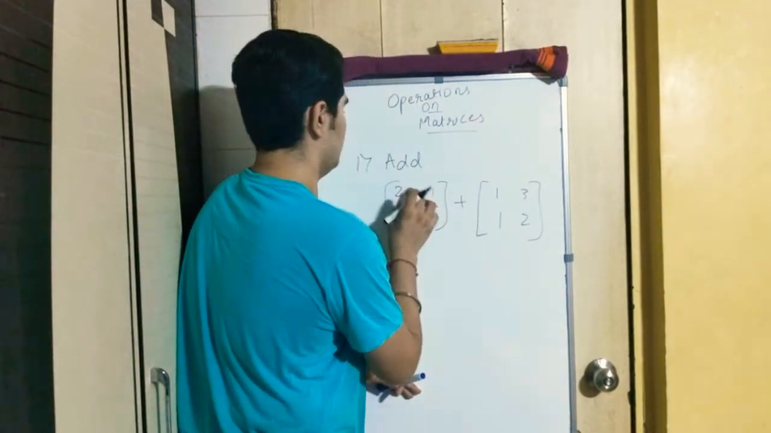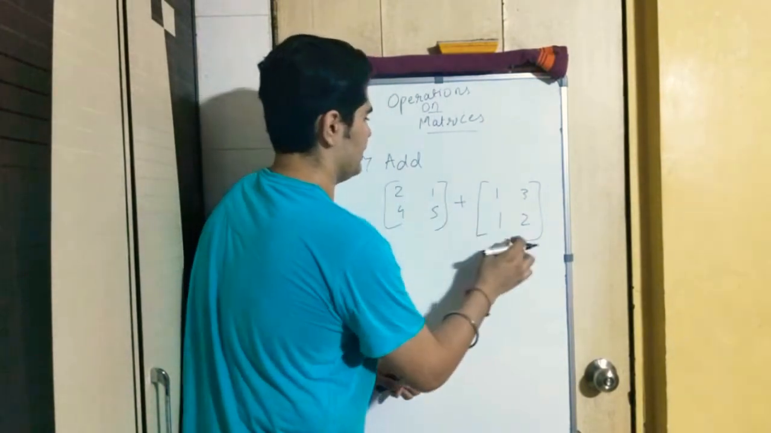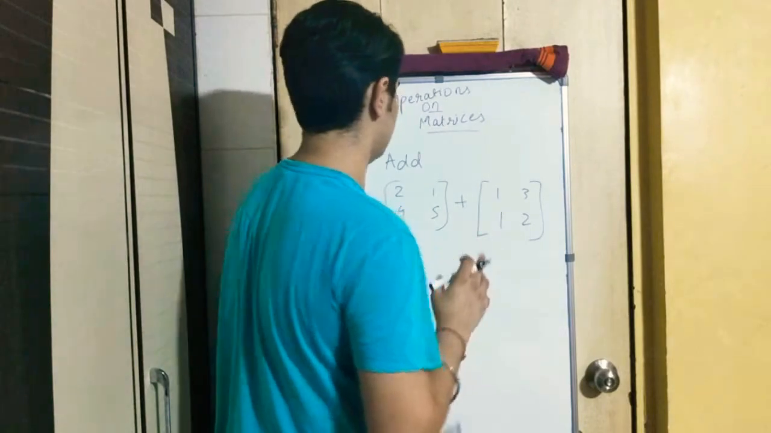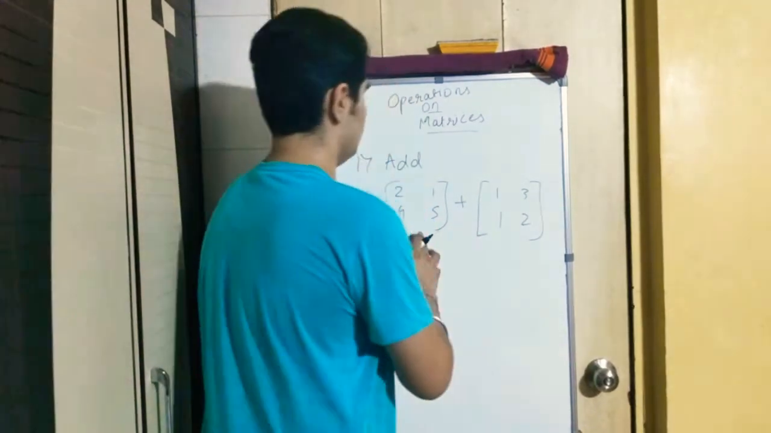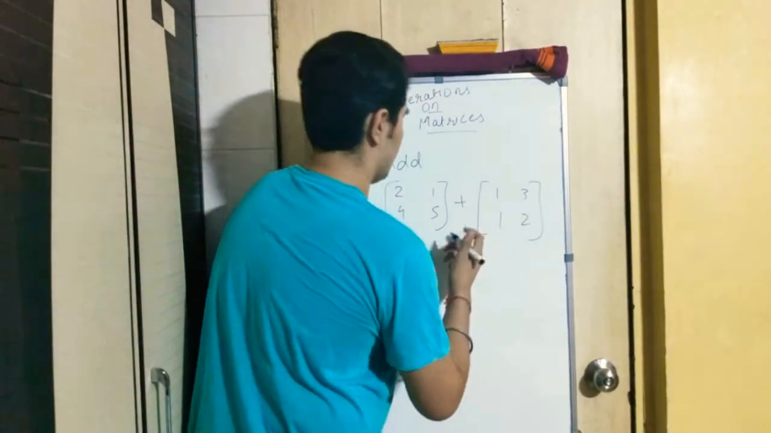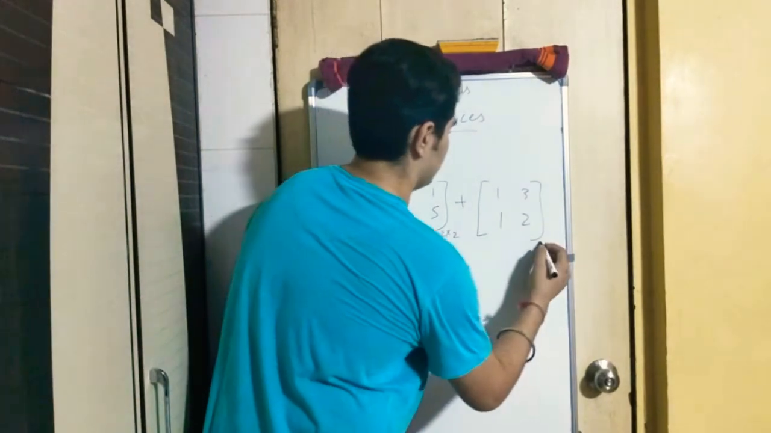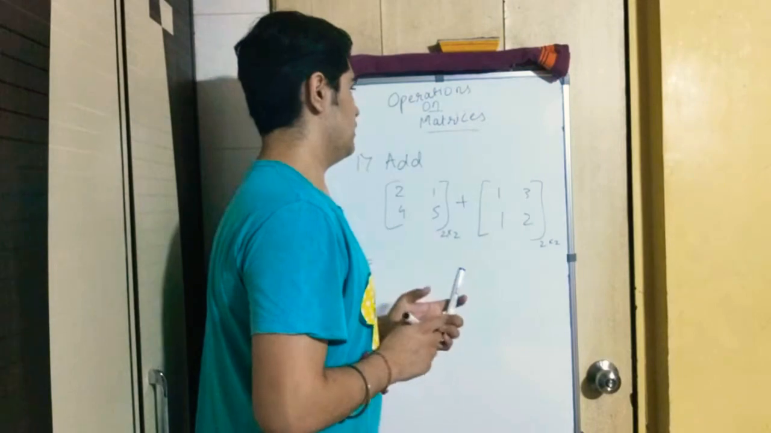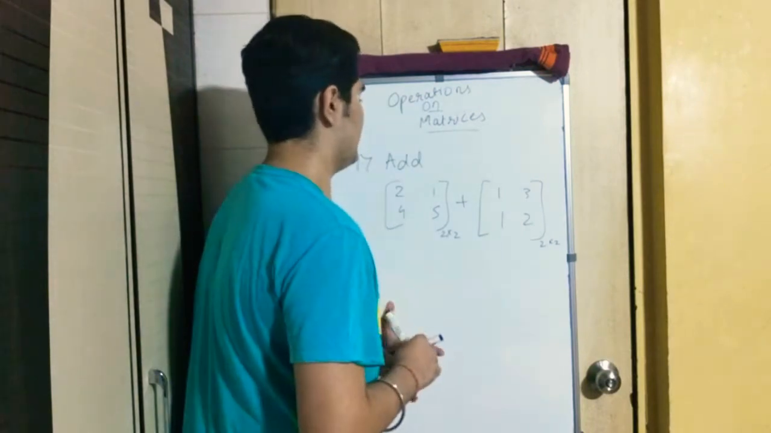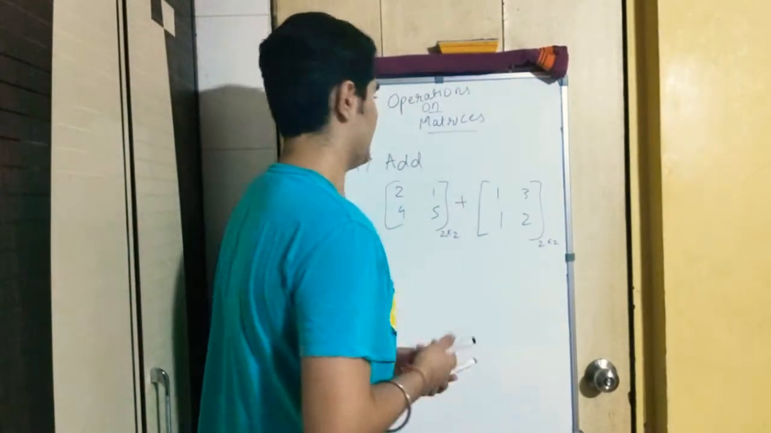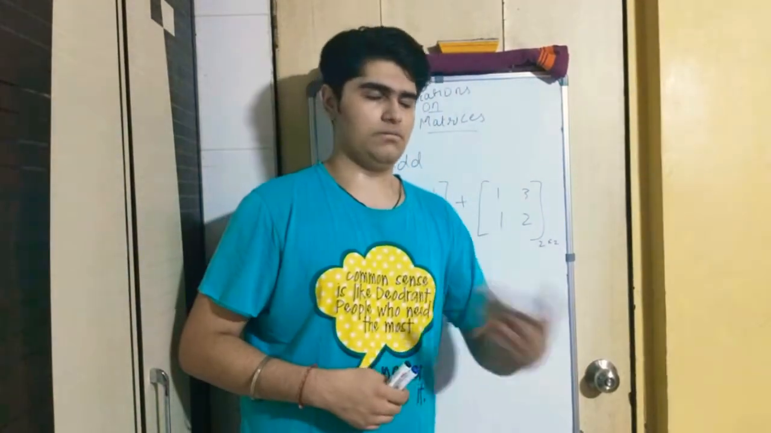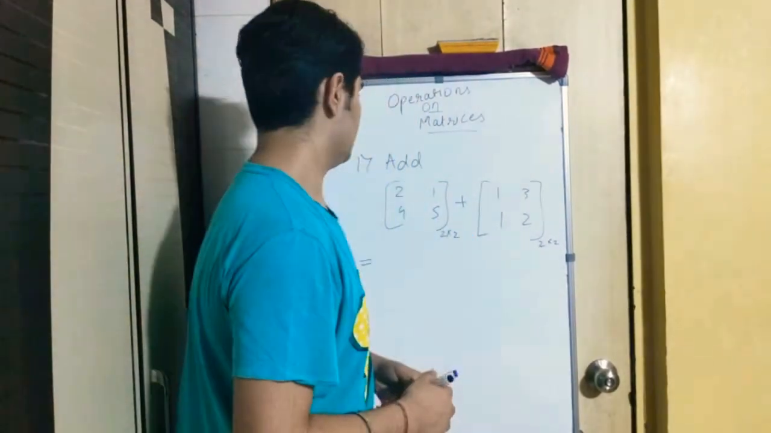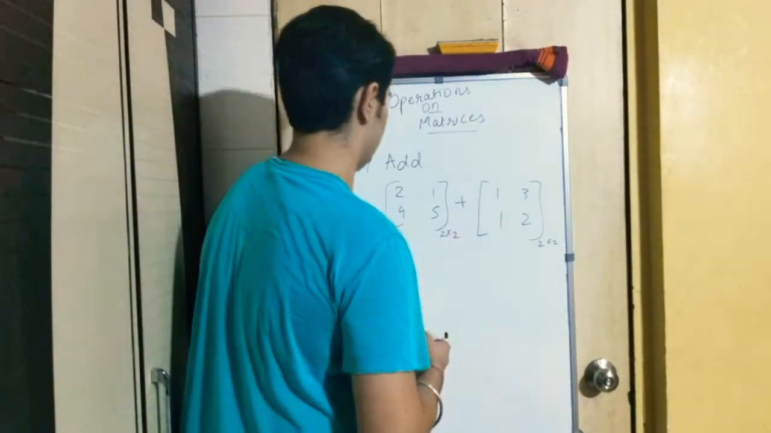We have to check the number of elements to see if the addition is possible. The addition is possible only with matrices having the same order, that is 2 into 2 and 2 into 2. With that you can decide whether you can add, subtract or multiply. I will tell you the condition for multiplication afterwards. First we deal with addition.